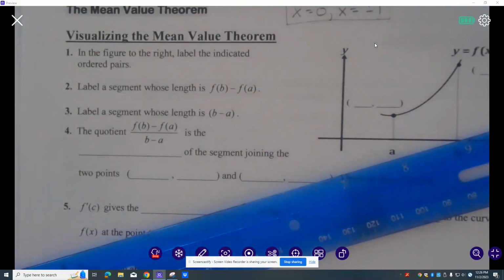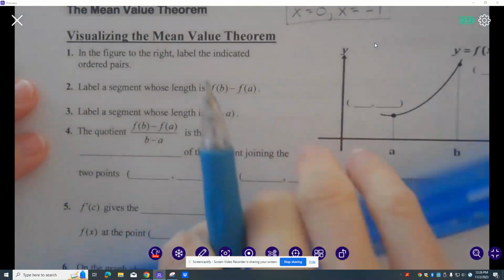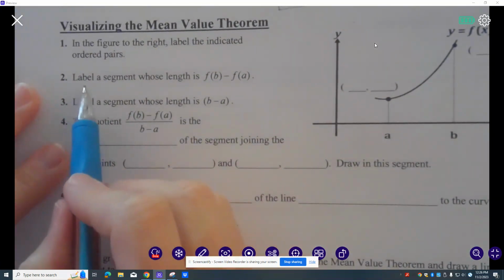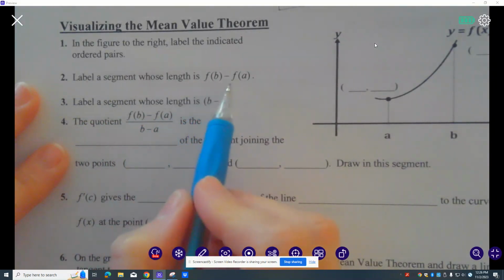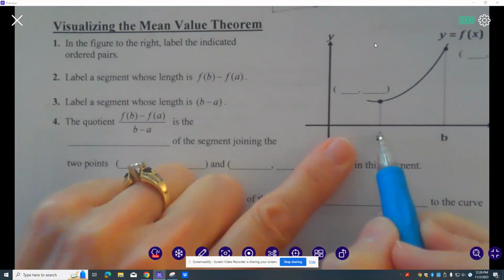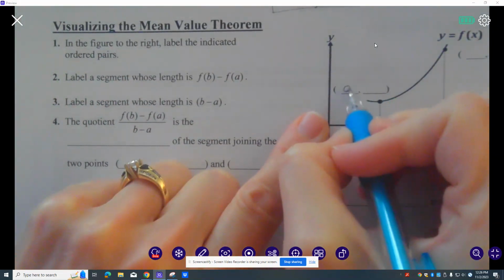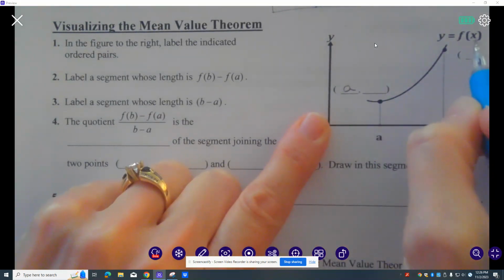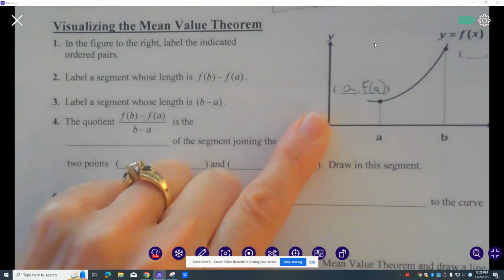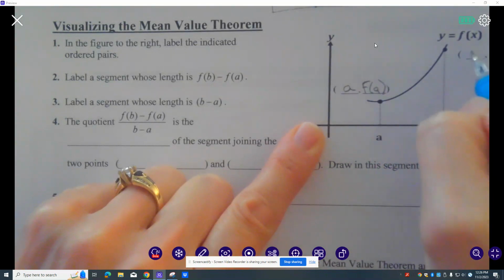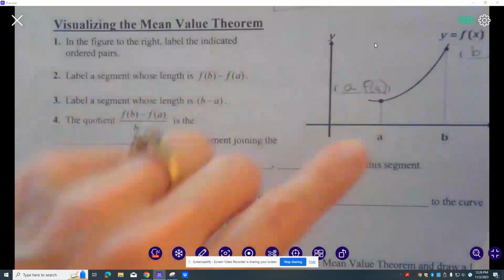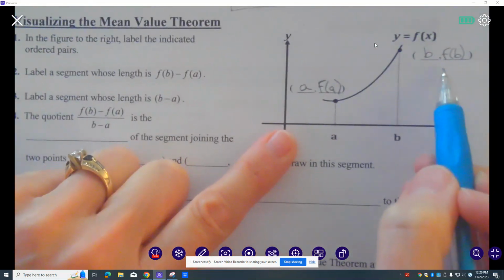So here's my ruler. Okay, it says in the figure to the right, label the indicated ordered pairs. Label the line segment whose length is f of b. Oh, well, first we need to label the ordered pairs. So if this is A, this point right here, the x is A, and the y is what I get when I plug A into the function. So the y is f of A. This x value is b, and the y is what I get when I plug b into the function, or f of b. So function notation.